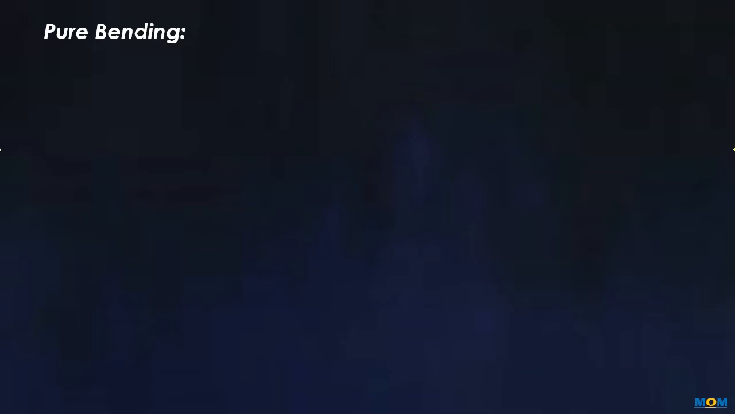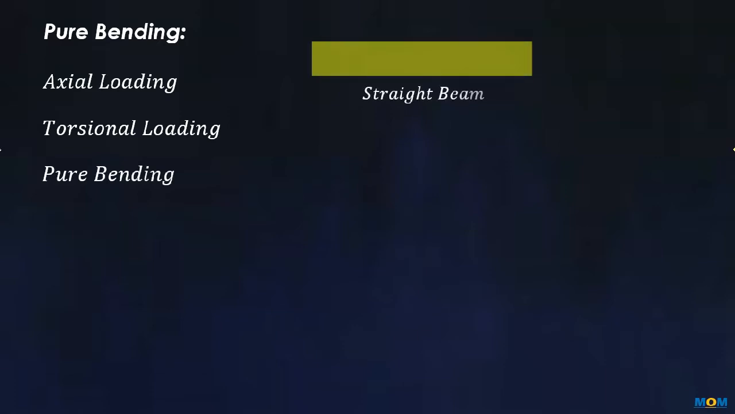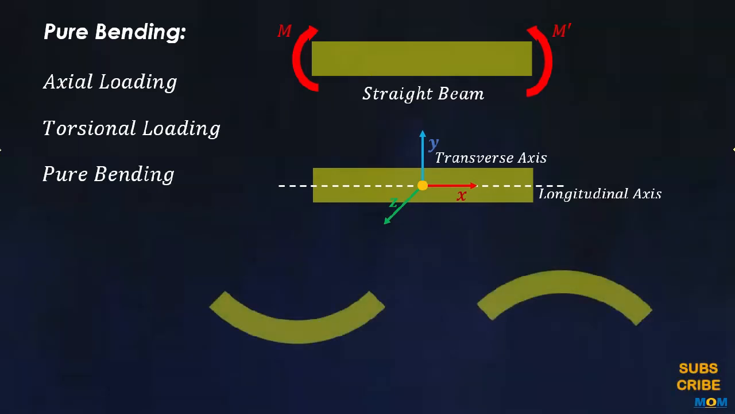Previously, we studied the deformations with respect to the axial loading and the torsional loading. Now, the analysis of stress and strain would be performed for the case of pure bending. The structural members are subjected to equal and opposite couples M and M' in the same longitudinal plane. Here in this beam, the longitudinal axis is along the x-axis and the transverse axes are along the y and z-axis, whereas curved beams are distinguished by the curvature and the radius of curvature.